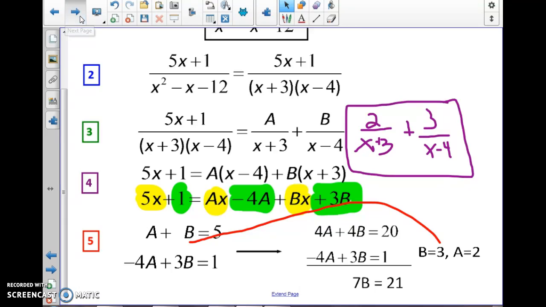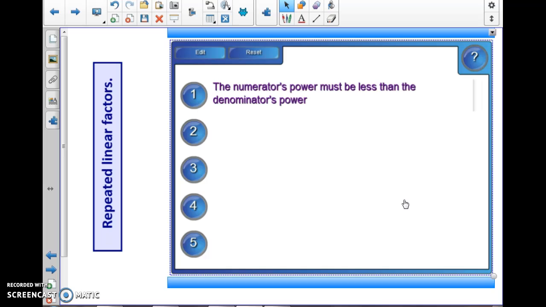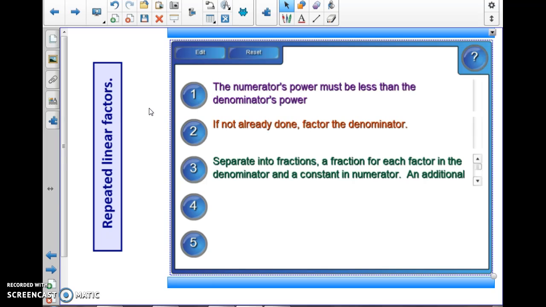Okay, we still need to see the other type of method. This is when you have repeated linear factors. The steps are nearly the same, so I'm going to try to go through them a little bit faster this time. So step 1, same thing: the numerator's power must be less than the denominator's power. Step 2, same as before: if it's not already done, you want to factor the denominator. Step 3 is where it gets a little bit different.